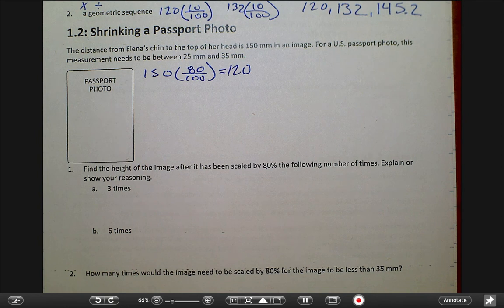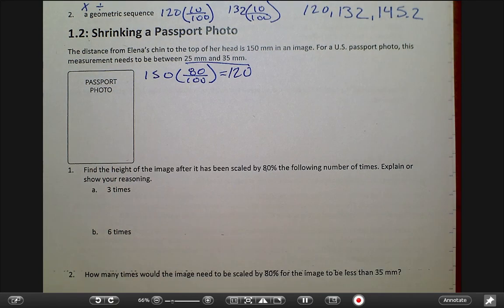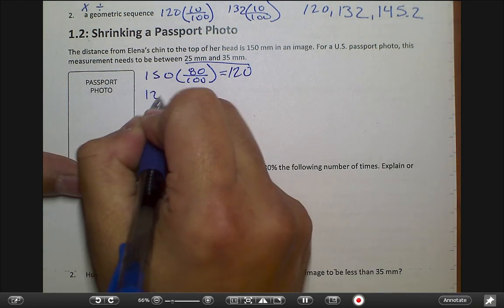Yep, 120. Okay, so if that's 120, does it meet the requirement? It has to be between these two numbers, right? No, it doesn't meet the requirement, does it? So that means I need to shrink it some more. Let's shrink it some more, right? So what am I going to do? I'm going to start with 120, and multiply by 80 over 100.